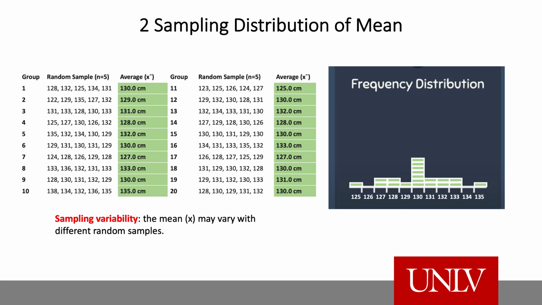From step 4, we can infer that the mean may vary with different random samples. This is called sampling variability. Sampling variability provides the foundation for making generalizations from a sample to a population. It allows for the calculation of key measures like standard errors and confidence intervals, which quantify the reliability of sample-based estimates.